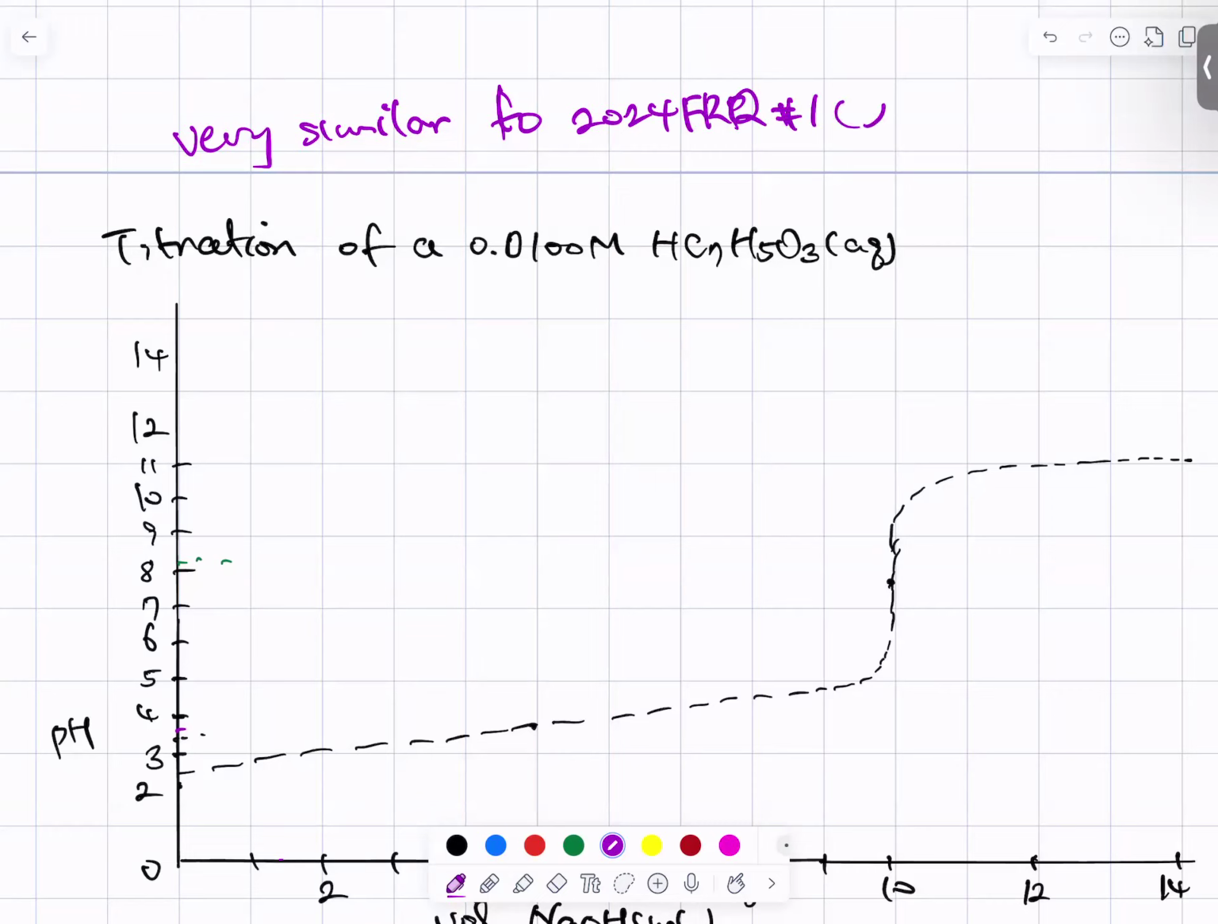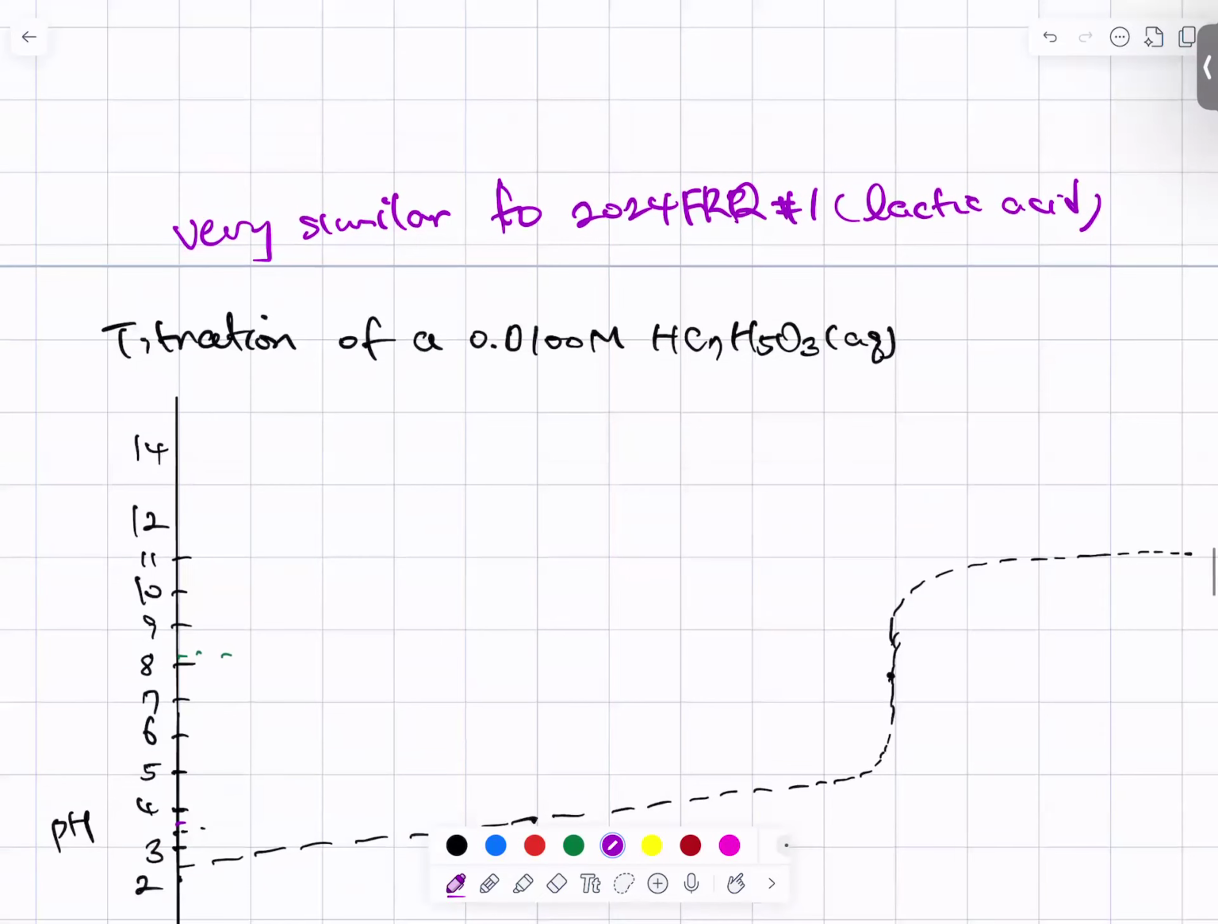At that time we used lactic acid. Lactic acid also has a hydroxyl group. Lactic acid is a 3-carbon compound. It is a carboxylic acid and alcohol this way. So the difference between this problem and the 2024 problem is that we now have a benzene ring instead of this methyl group. It is a very similar problem. And then titration is asked.